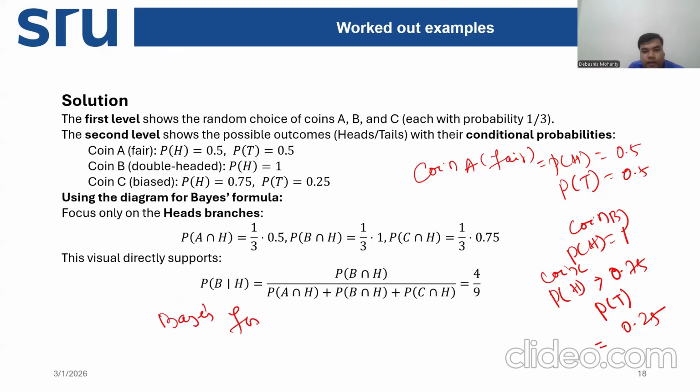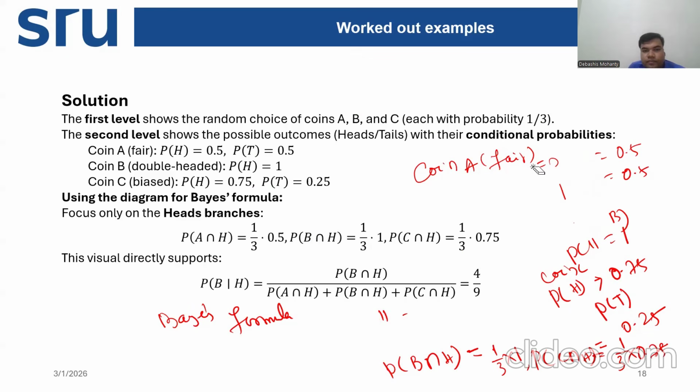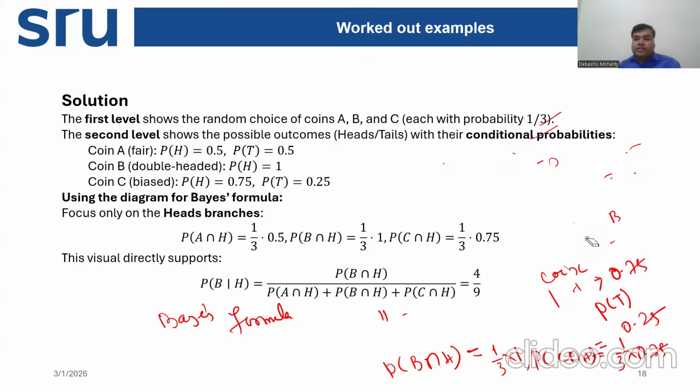Then we'll use the Bayes formula to calculate the probability of A intersection H. That means 1 by 3 multiplied by 0.5. The probability of B intersection H, only Bayes formula, very easy, is 1 by 3 multiplied by 1. The probability of C intersection H, only heads, is 1 by 3 multiplied by 0.75. So 1 by 3 is multiplied in all three, as each coin's probability is 1 by 3. Already it is mentioned here in the question, so we are applying this.